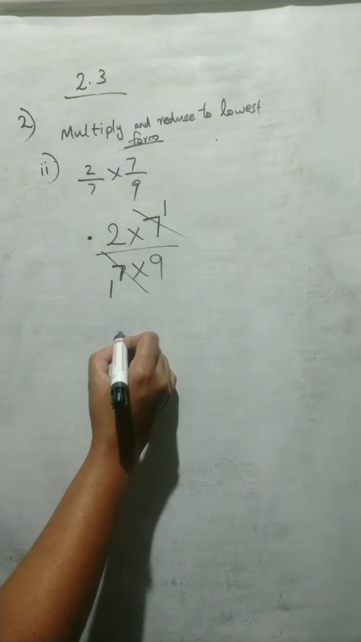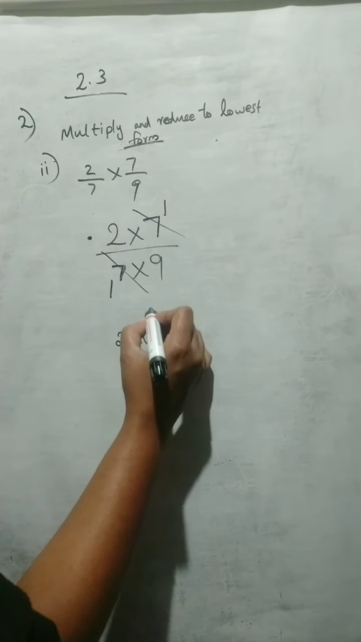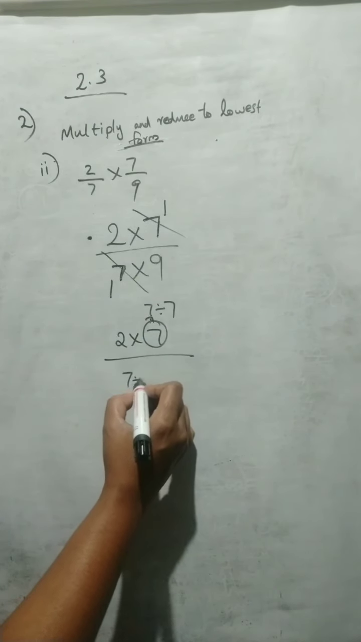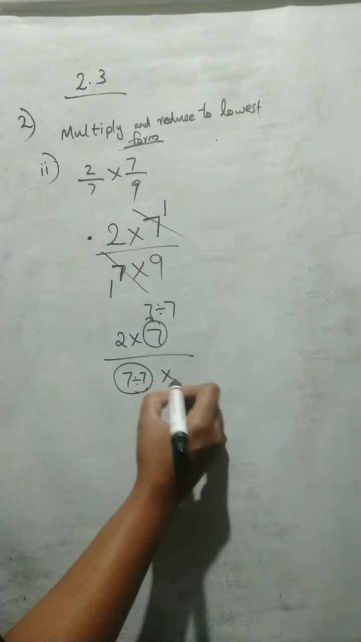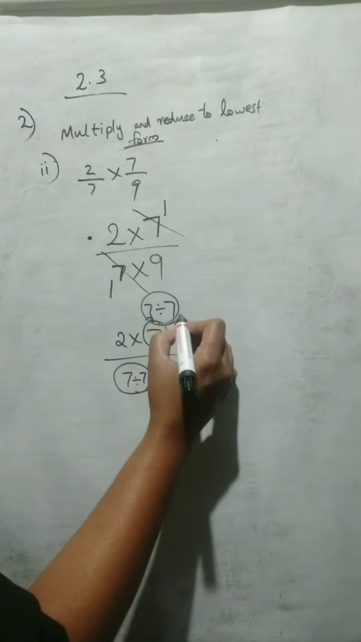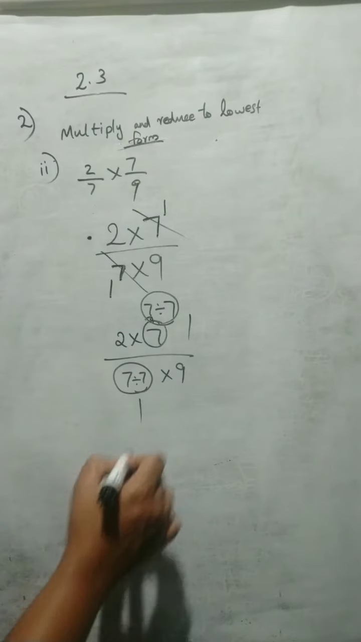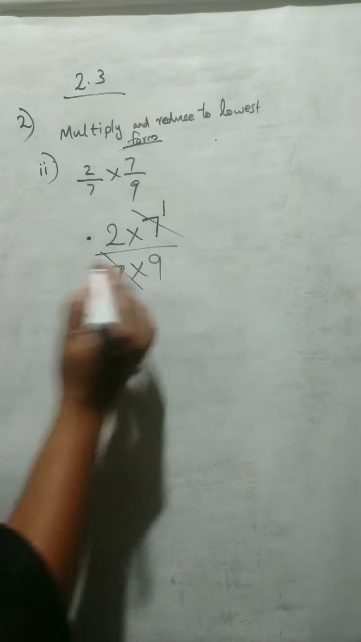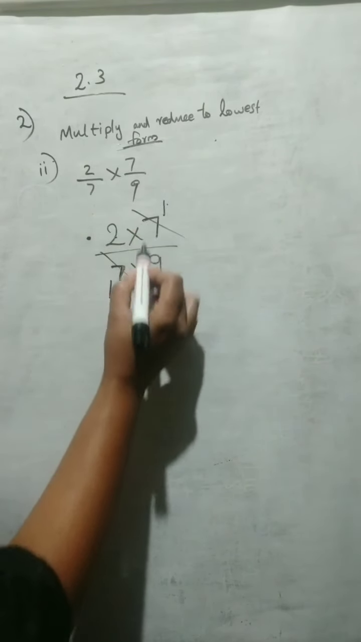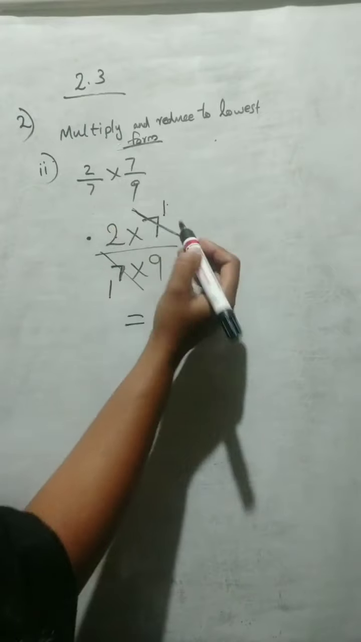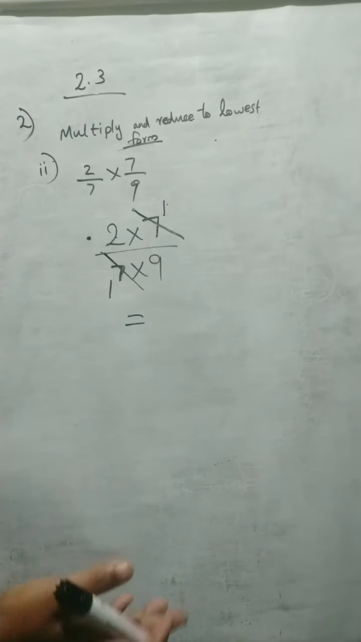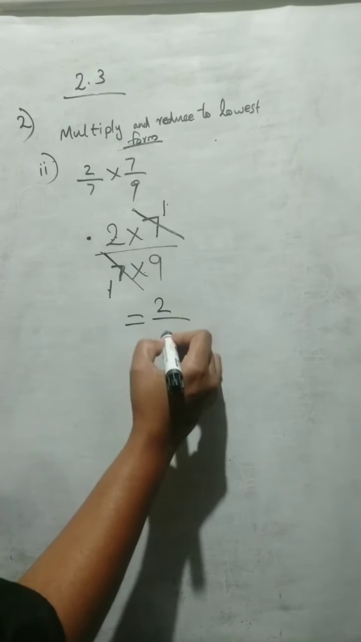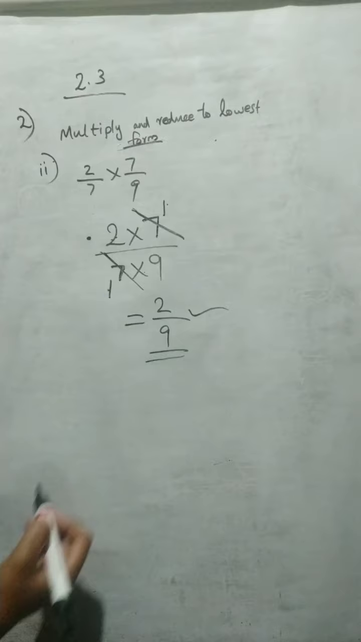That means 2 times 7. This 7, 7 divided by 7. Then here this 7 also we can divide by 7 times 9. What is the answer? 7 divided by 7 is equal to 1. Here also 1 will be there. So this is the cutting method. Okay. So next 2 times 1. This one finished. This 7 we took away. This also we cut. Then 2 times 1 is 2. Then 1 times 9 is 9. So 2 on 9 is the answer.